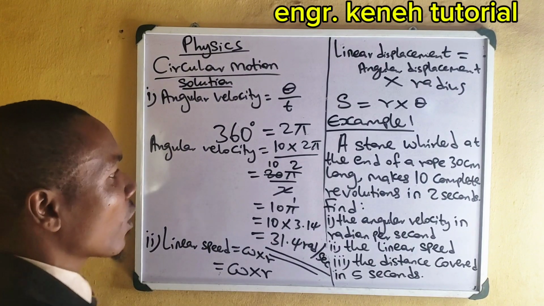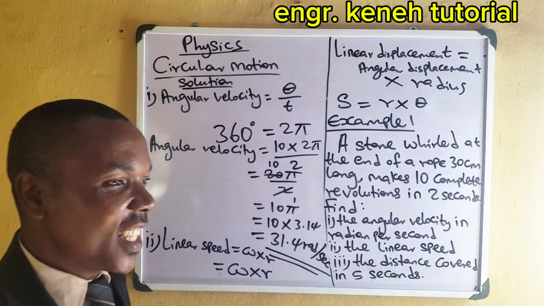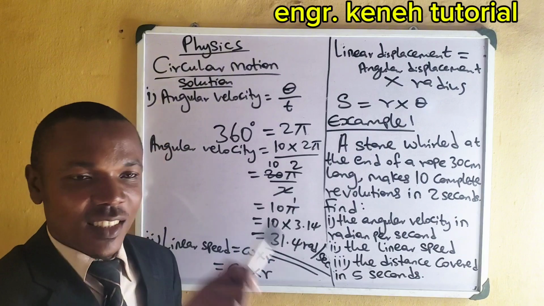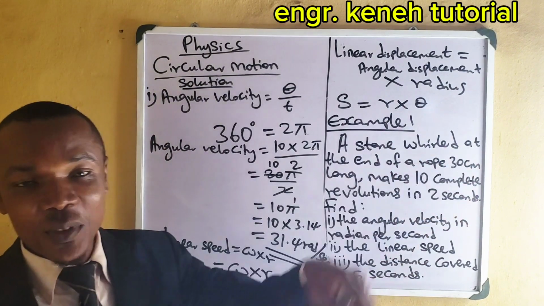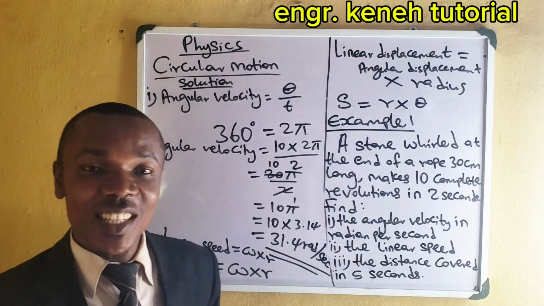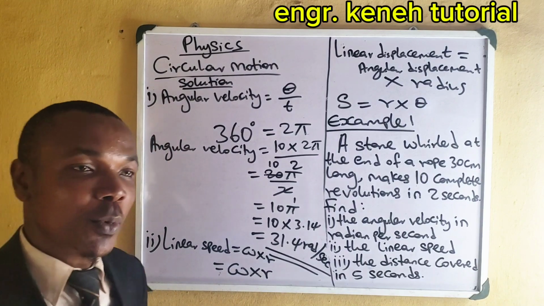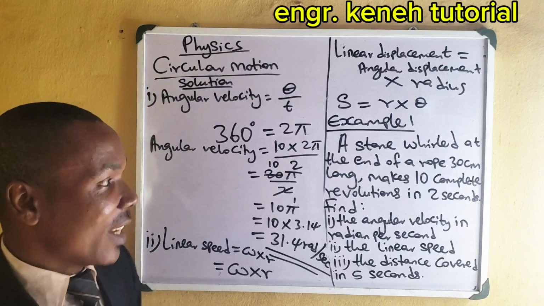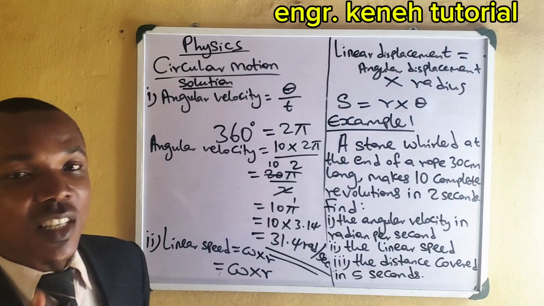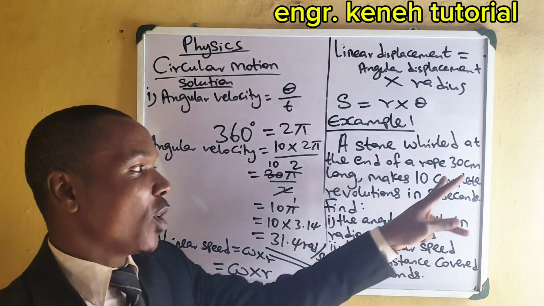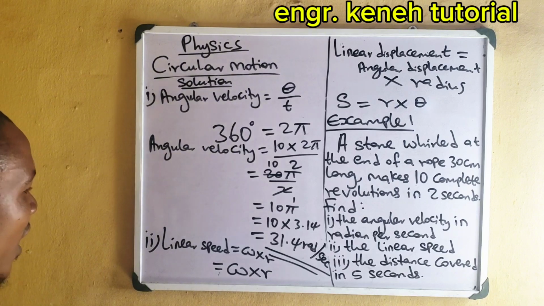So if you have the length of the rope to be 30 cm, as you are rotating like this, the radius of the circle that will be formed will be equal to the length of that rope. If the length is 10, the radius should be 10. If it's 50, it should be 50. If it's 5, it should be 5. Likewise here, we have it to be 30 cm. That means as you are rotating like this, the radius that will be formed should be 30 cm.